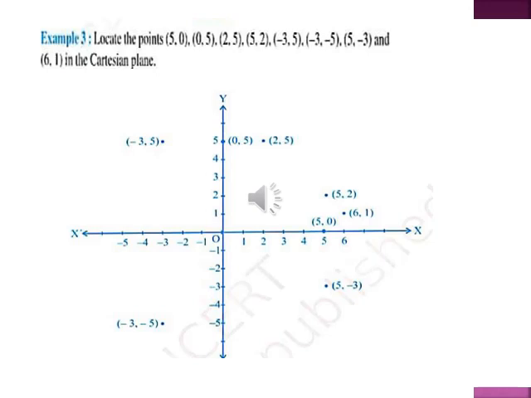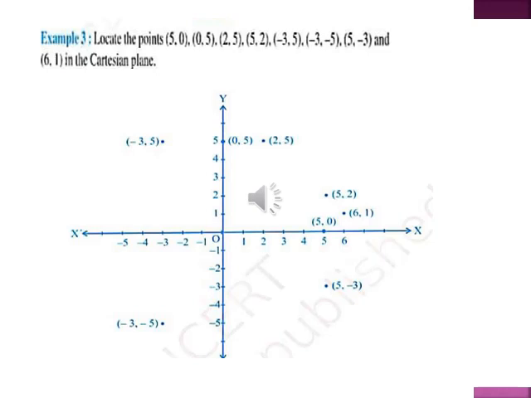See here, we will locate some points, that is, we will plot some points in the Cartesian plane. (5, 0): 5 is on the x-axis and as y is 0, it is not in any quadrant, so it is on the x-axis. The second point is on the y-axis because its x coordinate is 0. The third point, (2, 5), is in the first quadrant, as both the coordinates are positive. The fourth point is also in the first quadrant because both coordinates are positive.